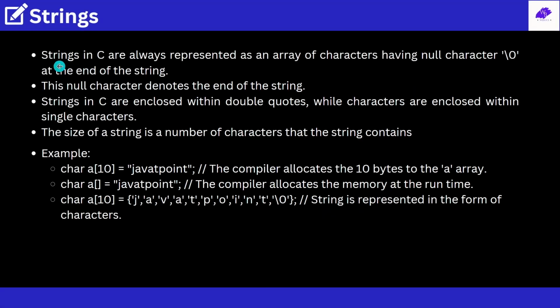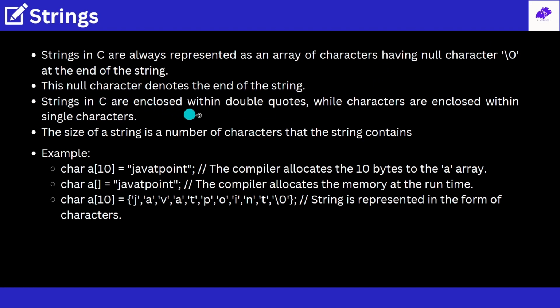Next is strings. Strings in C are always represented as an array of characters having a null character, that is backslash 0, at the end of a string. As we have learned, an array of integers will contain more than one, a fixed number of sequentially related elements of the same data type. In case of a string, it is the same as an array, but it will have characters for its storage purpose. And at the end of each array of characters, there is a null character, that is backslash 0, which indicates the end of a string. This null character denotes the end of a string.